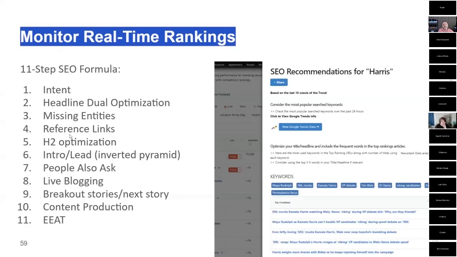These are the 11 things that I usually use as my template to evaluate my story if it's not ranking. The intent: everyone's searching for the tickets. I'm writing about the tickets, but I'm not focused on the major intent. People are complaining it's expensive. I'm writing about how to buy it. And Google is showing stories about why tickets are so expensive. So my content does not match the intent in Google. Then headline dual optimization, missing entities, reference links, and so on. This is my template to optimize that we built in Newsdash.